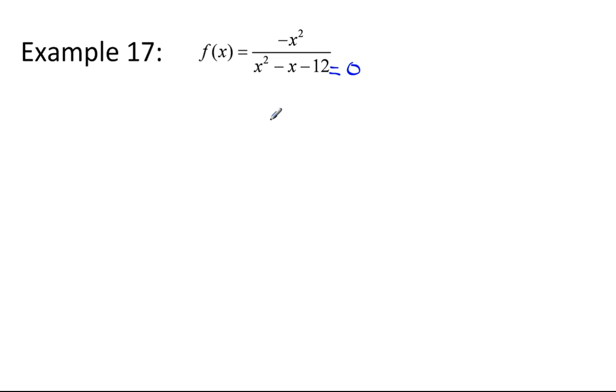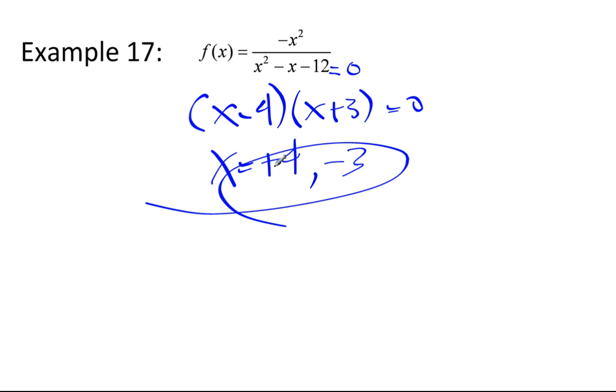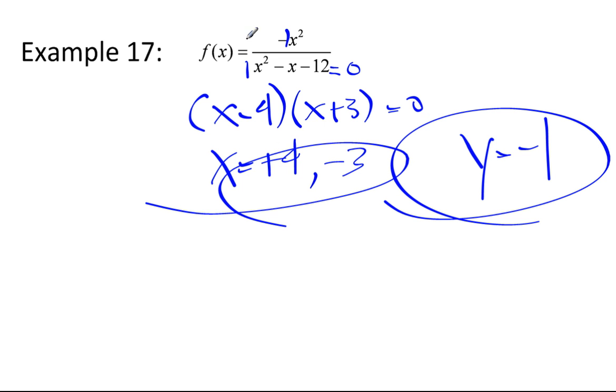Alright, and again, setting our bottom equal to 0, it's going to be x minus 4, x plus 3. Getting kind of repetitive on all these because it's just factoring, which apparently is scary. So we're going to get x equal to positive 4 or negative 3 there. Our powers are the same again. These are 1s, so we're going to go with y equals negative 1 for our negative 1 over 1 here.